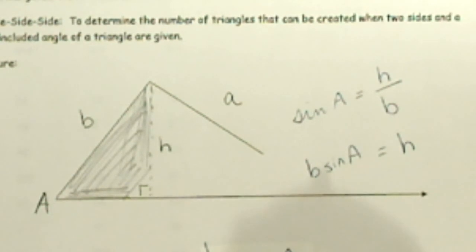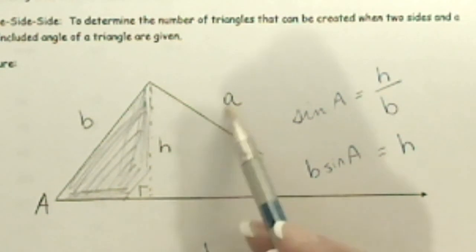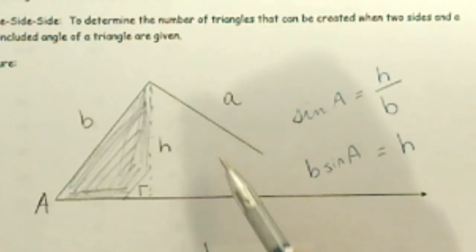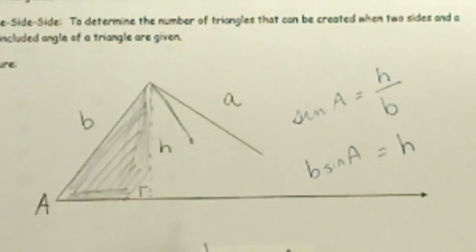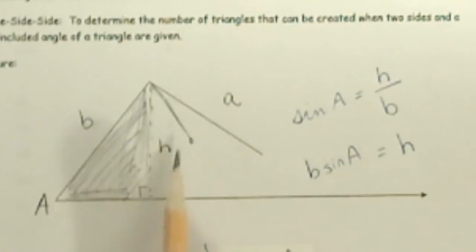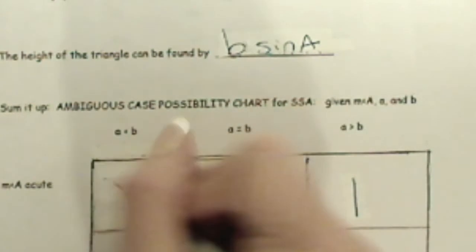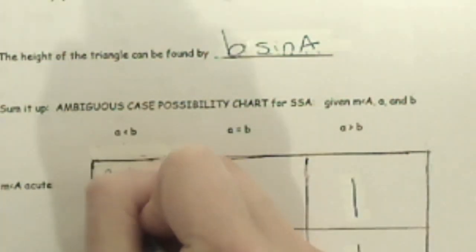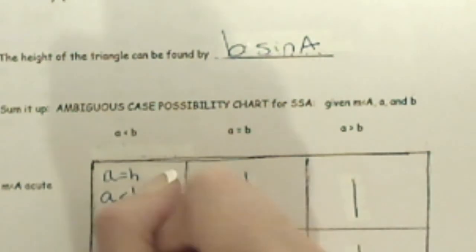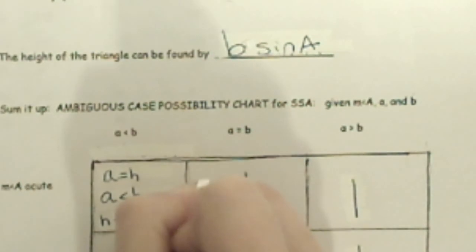Or we would have a situation where A was less than B, but it was still too short to even reach the other side. So if A was only, say, this long right here, then we can't even create a triangle. It's not even far enough down. We can swing it back and forth. It'll never touch this bottom side. So if we have A less than B, then either A is equal to H, or A is smaller than H, or A is between the length of H and B. H is less than A is less than B.